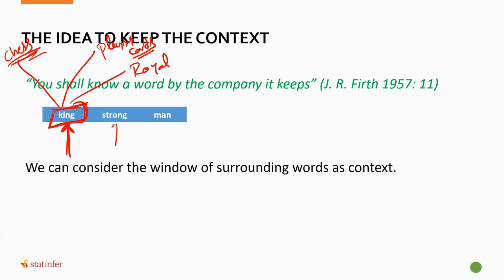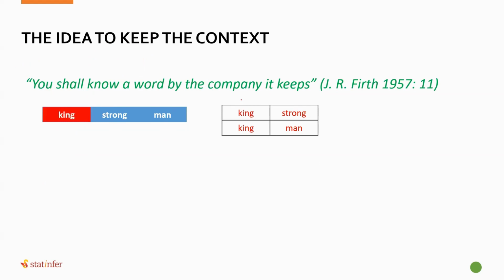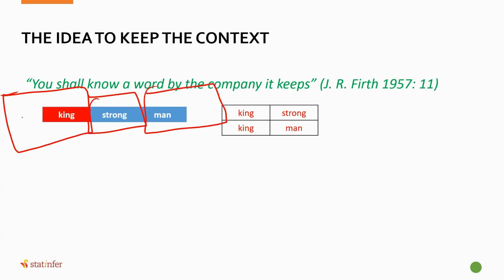So what king am I talking about? King is in the context of strong. I'm talking about a strong king. Is it the playing cards king that I'm talking about? Who is this king? King is also in the context of man. So if king is the word, the context is strong and man. Now, how do you get the context of strong? You look at a few words before strong. You look at a few words after strong. Maybe I look at 5 words before strong and 5 words after strong.